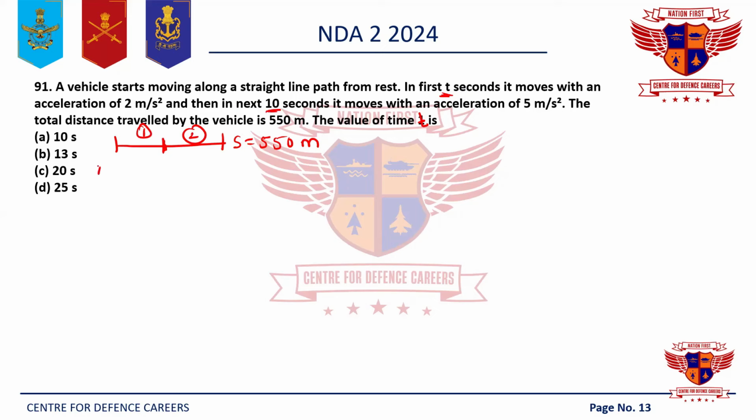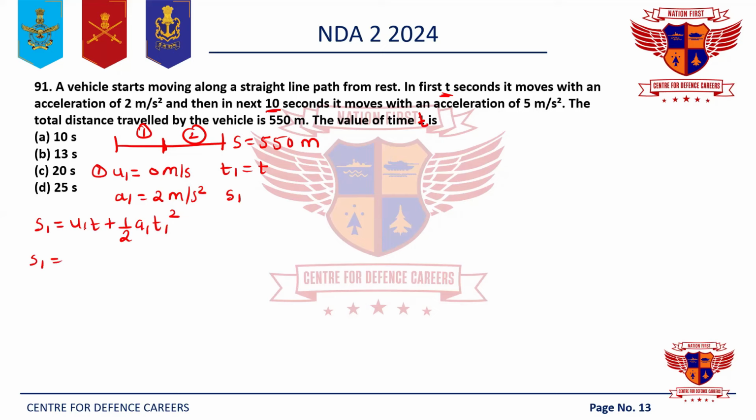So in the first phase, it starts from rest. So its initial velocity is 0 meter per second. And the acceleration here is 2 meter per second square, and the time given is t seconds. Let's say the displacement is S1. Now, using the equations of motion, we get S1 equal to U1 t plus half A1 T1 square.